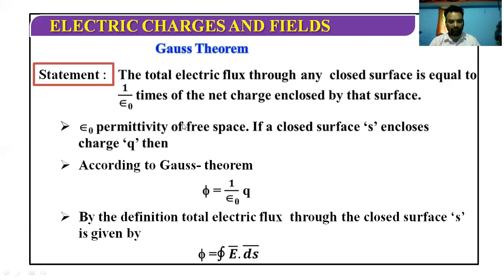So this we did in our previous lecture, Gauss theorem, and according to Gauss theorem the total flux was equal to the total charge enclosed by a surface divided by epsilon naught. So if we know the total charge enclosed within a surface, then it is very easy to find out the total flux coming out from the surface. And epsilon naught is the permittivity of free space.